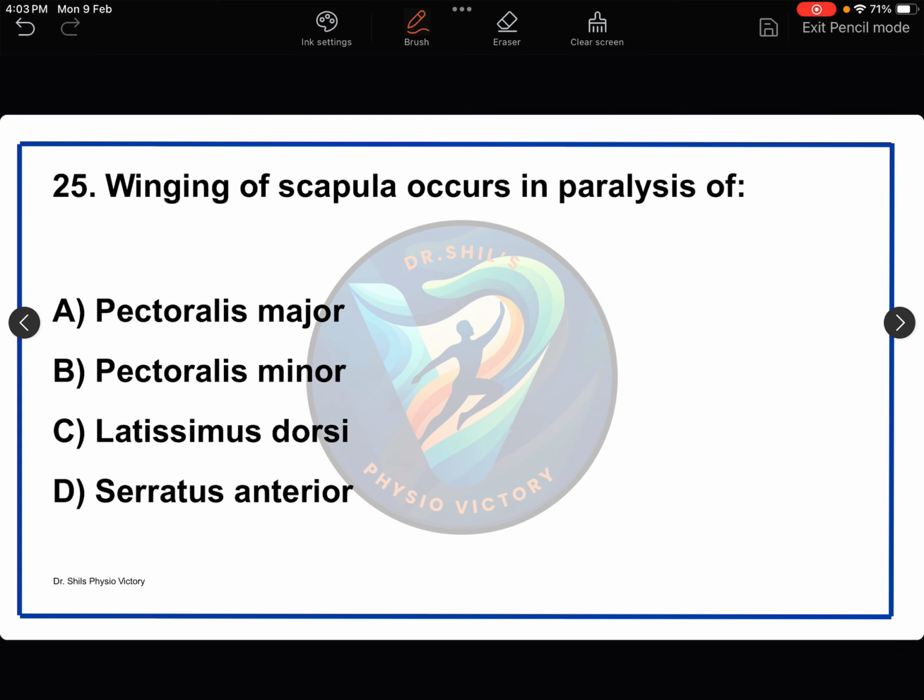Next, come to question number 25. Winging of scapula occurs in paralysis of option A, pectoralis major, option B, pectoralis minor, option C, latissimus dorsi, and option D, serratus anterior. Here, the correct answer is option D, serratus anterior. Serratus anterior holds scapula against chest wall, supplied by the long thoracic nerve.